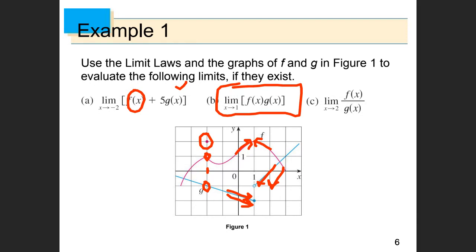So let's see the limit as x approaches 2 from the left and the right of f of x. So 2 is, let me just use a different color. Looks like we've used so many different colors.